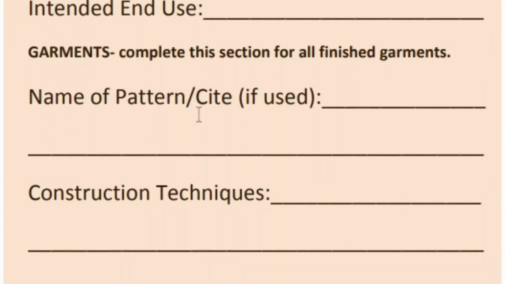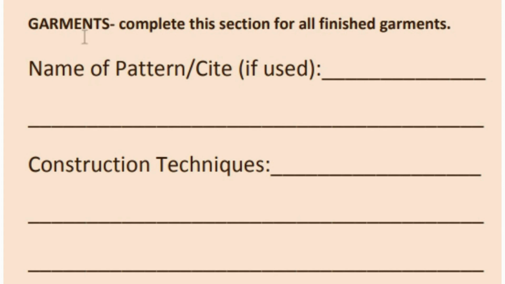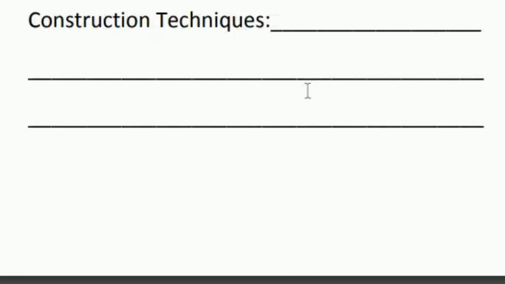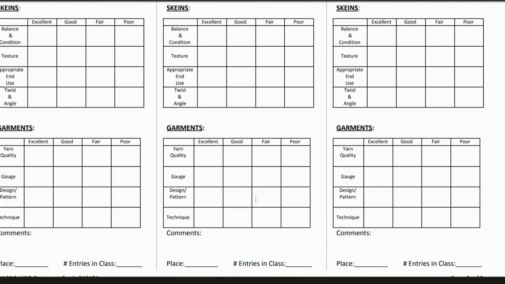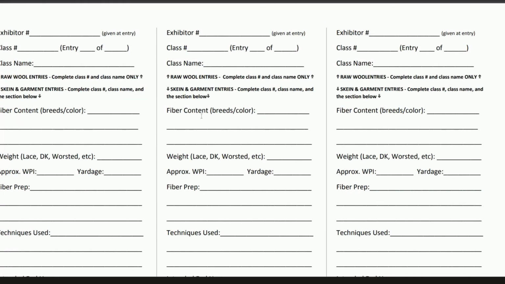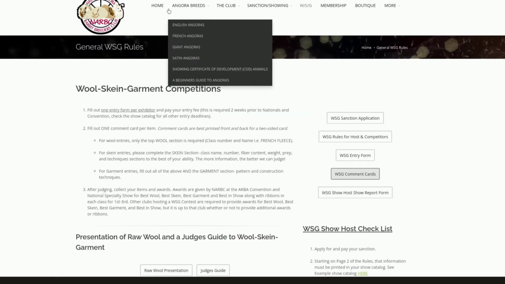Garments, you have just a little bit more to do. You fill all of this above plus these next 2 items for garment entries. Name of the pattern, if used, or if it's something you've just done in your head, write that out too. Construction techniques, knitted, crocheted. What are the techniques used when you made that garment? And that's it. The second page, leave blank. The judges are going to complete that when they actually judge your comment cards. That's it. That's it for the comment cards. Do 1 per entry. So if you're doing 10 entries, fill out 10 of those.